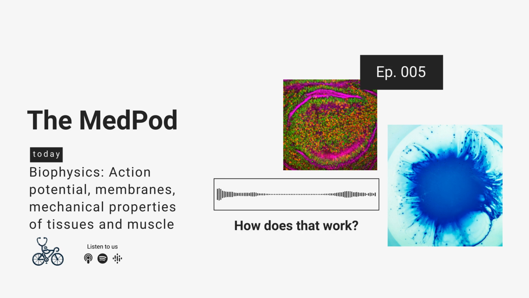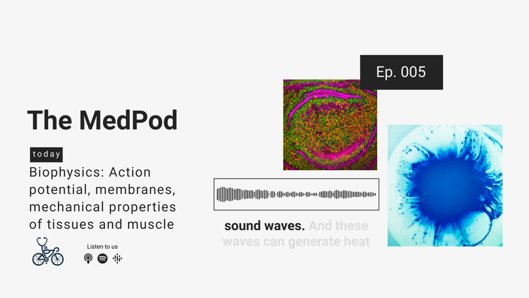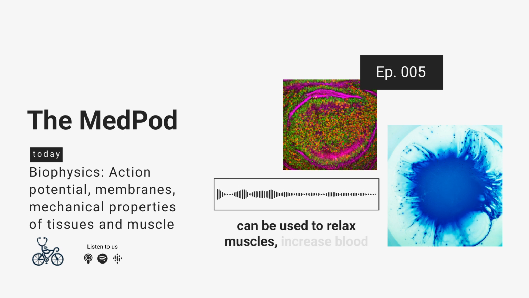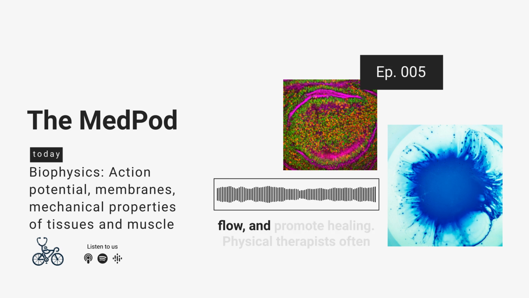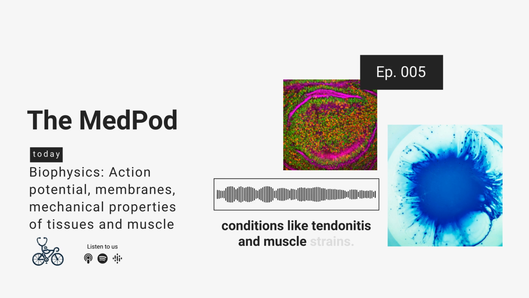Okay, how does that work? Therapeutic ultrasound uses higher intensity sound waves. And these waves can generate heat deep within tissues. It's like a very targeted deep tissue massage. So the sound waves are like tiny little masseurs working on your muscles and tendons. That's a good way to think about it. This deep heating can be used to relax muscles, increase blood flow, and promote healing. Physical therapists often use therapeutic ultrasound to treat conditions like tendinitis and muscle strains.